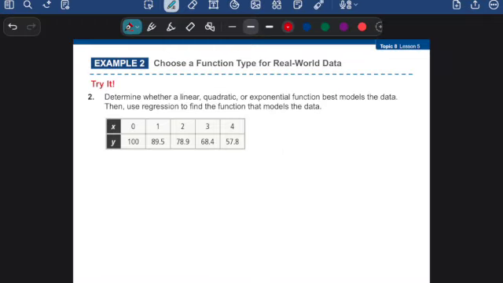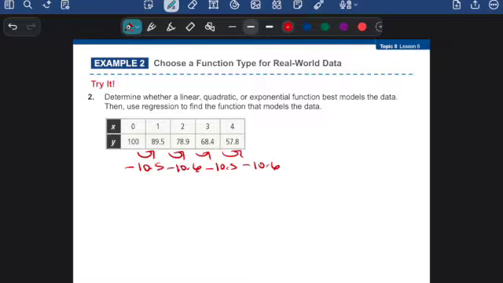Try it number 2. First, we need to determine what type of function this is, if it's linear, quadratic, or exponential, and then use regression to write the equation to model the data. So let's check. Going from 100 to 89.5 is a decrease of 10.5. Going from 89.5 to 78.9 is a difference of 10.6. We lose 10.6. Going from 78.9 to 68.4, we lose 10.5, so pretty close. Thinking this might be linear. And then going from 68.4 to 57.8, we are losing 10.6.